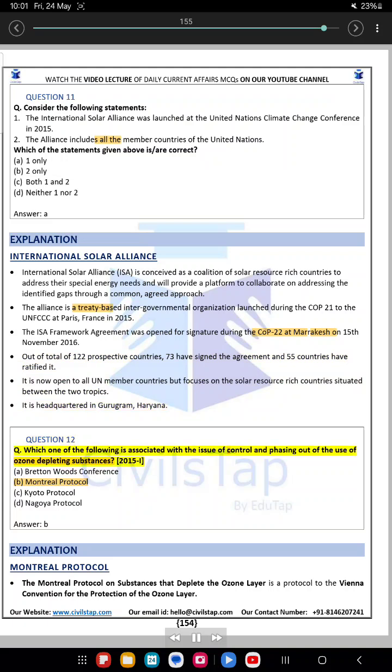Question 12. Which one of the following is associated with the issue of control and phasing out of the use of ozone-depleting substances? 2015. A. Bretton Woods Conference. B. Montreal Protocol. C. Kyoto Protocol. D. Nagoya Protocol. Answer B.